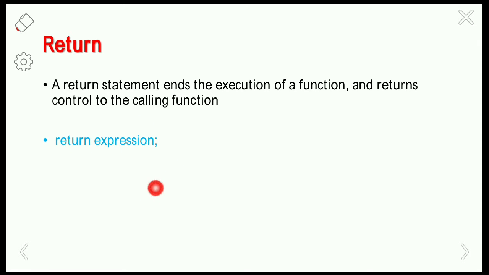Suppose you are not returning anything to the main function, then you can give that as void main. Suppose you are going to return something from the function to the main function, then you can return the expression to the main function. At that time, we have to define the main as int main.